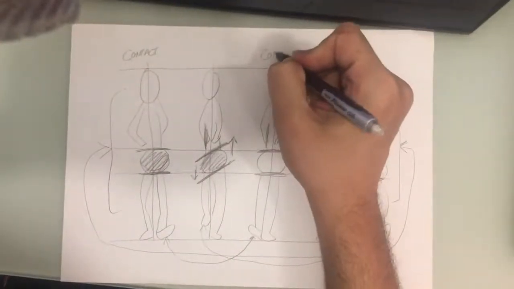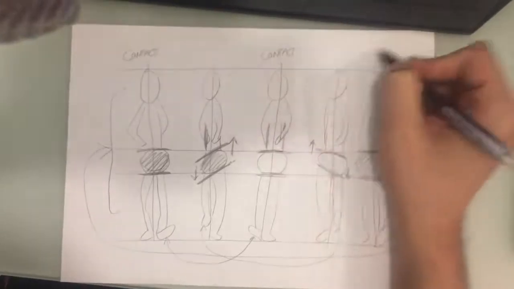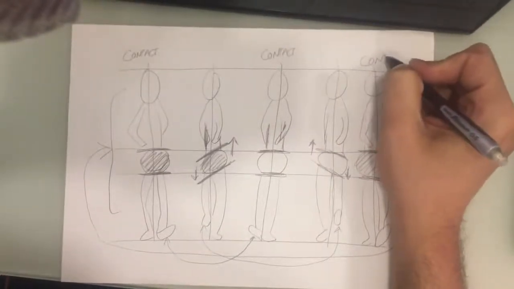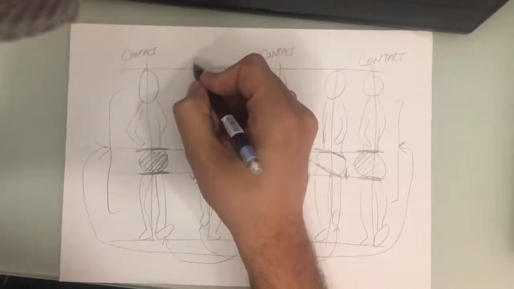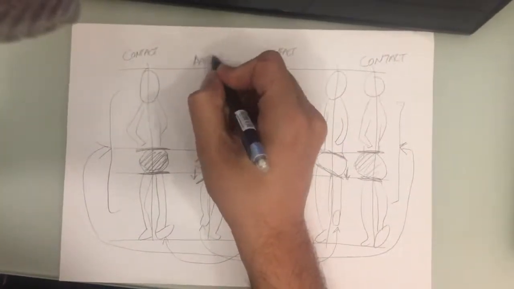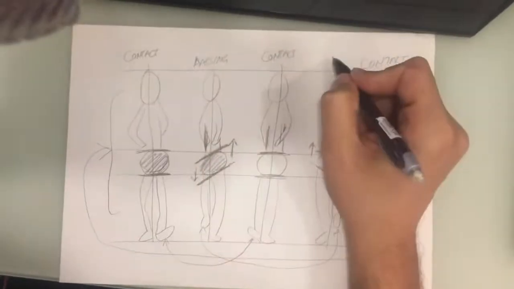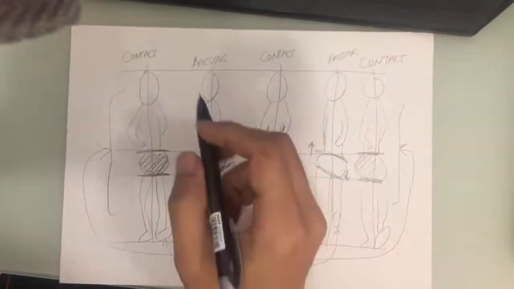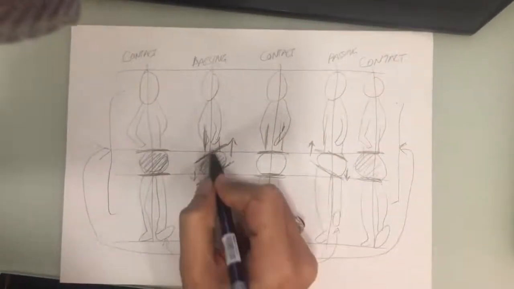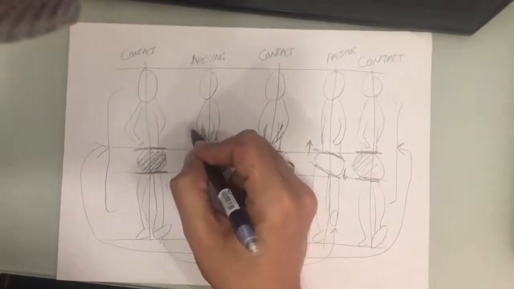So these are the contact poses, the first, the third, and the fifth one. These are contact poses where one of your legs is flat on the floor. And these are the passing poses. Passing poses are basically when the hips are up in the air.